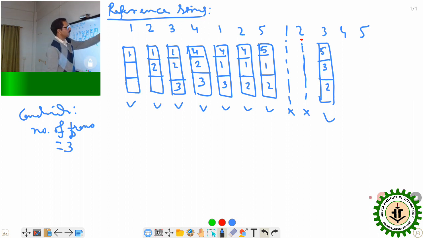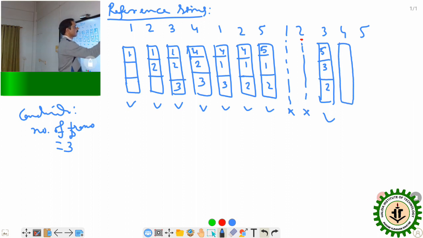Now the process wants to access reference page 4, which is not available in the memory. So replace the oldest page. The oldest page here is 2. So replace the oldest page by 4. So 4 is replaced and the others remain the same. So again a page fault occurs. Next 5 already exists, so no page fault occurs.